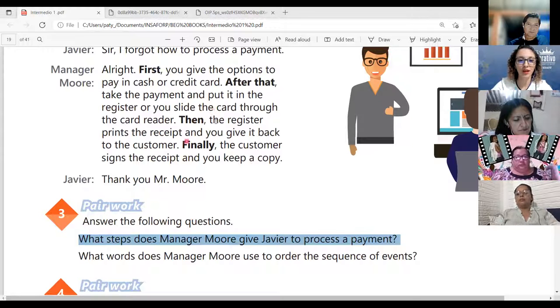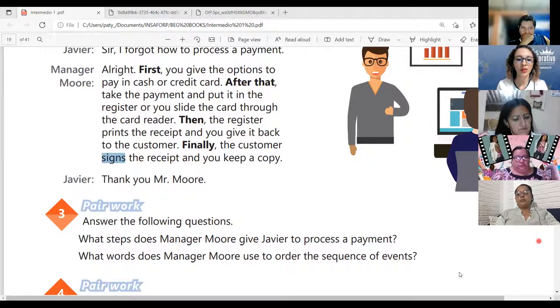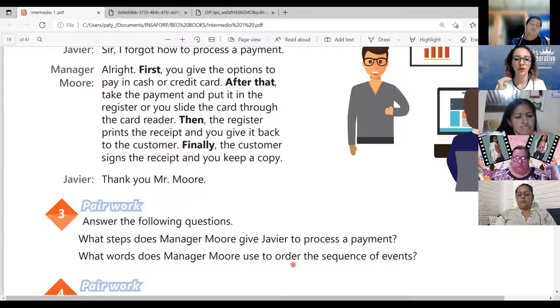Okay. Yes, here we have the steps, right? Thank you. Just remember, Elena, that one will be signs. That will be the pronunciation. But yes, you are right, Elena. Thank you very much. Now, question number two, Nelson. What words does the manager use to order the sequence of events? What are the words that he used to order the events?